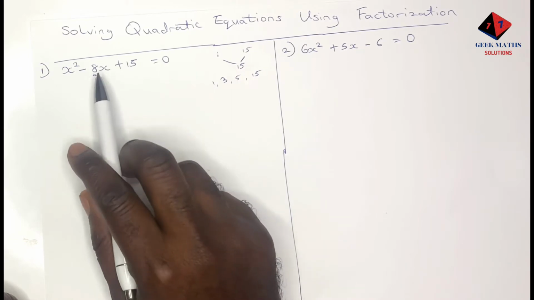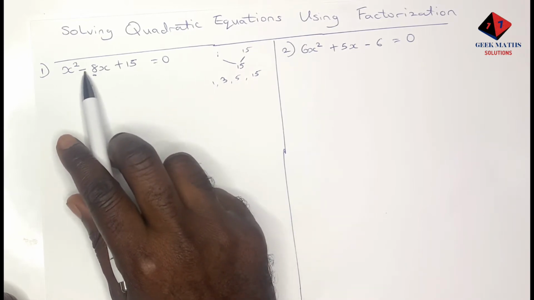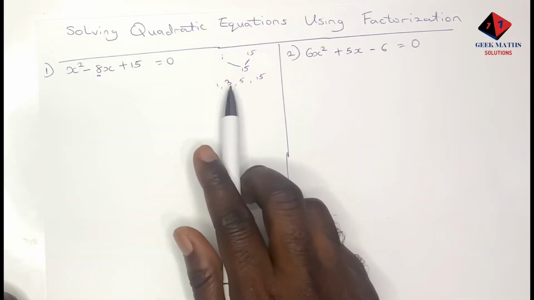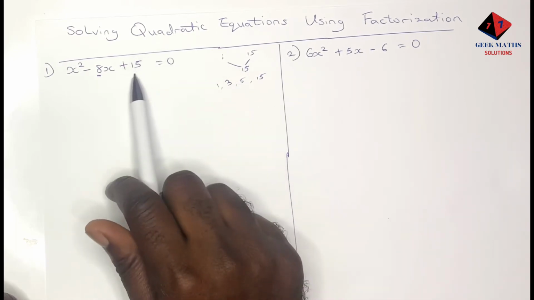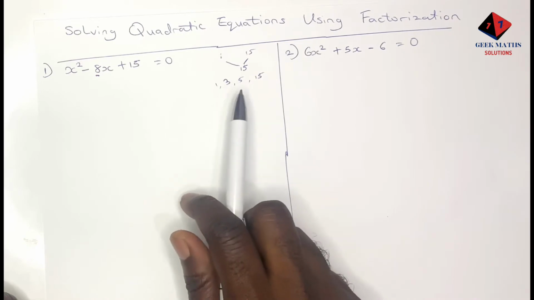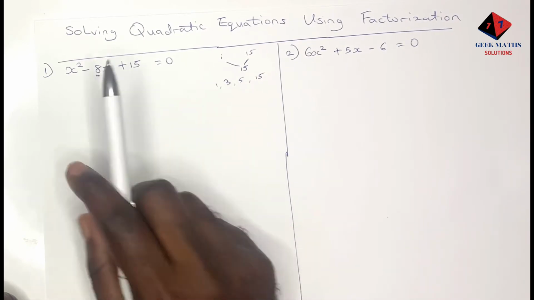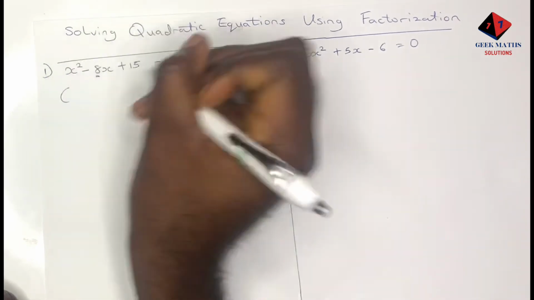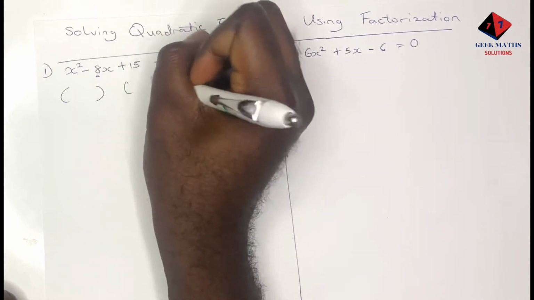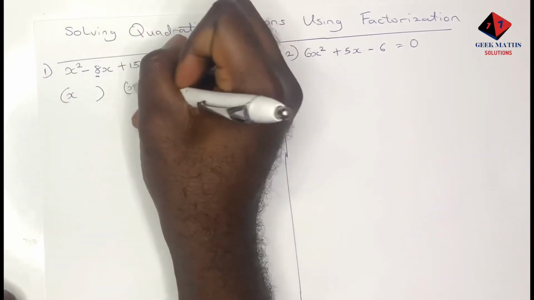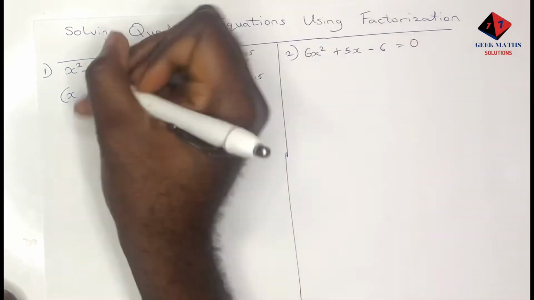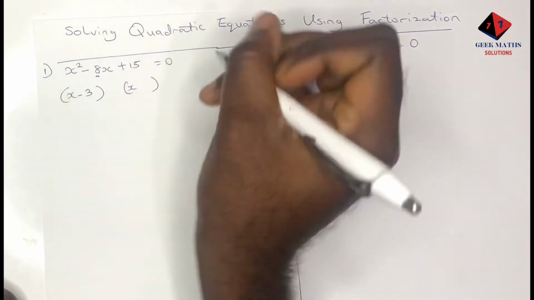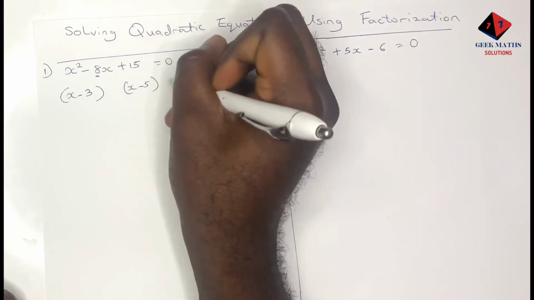Don't forget, this is a negative 8. So negative 3 and negative 5 multiplied together will give you a positive 15, and negative 3 and negative 5 added together will give you a negative 8. So these are the two brackets. First, you put x on both brackets. The two numbers we are looking for are minus 3 and minus 5, and you put them here. x minus 3 and x minus 5 is equal to 0.